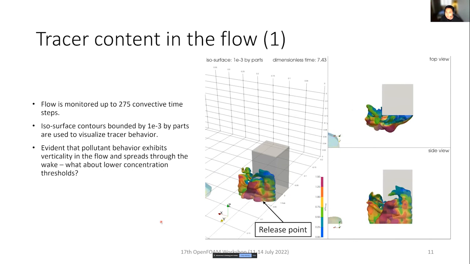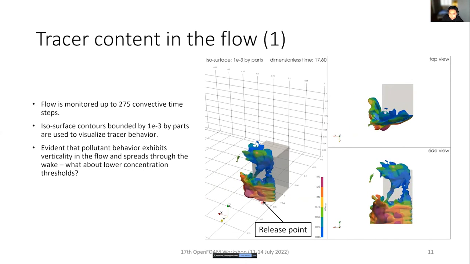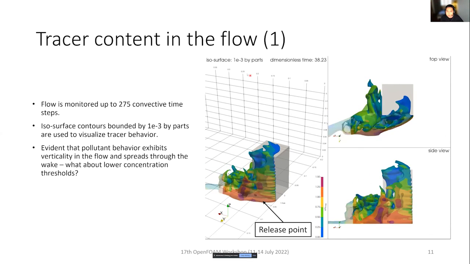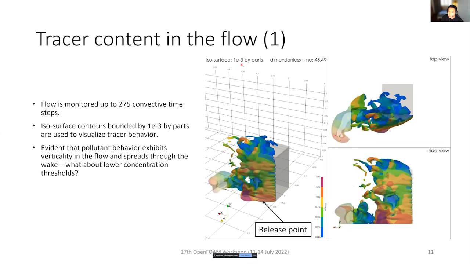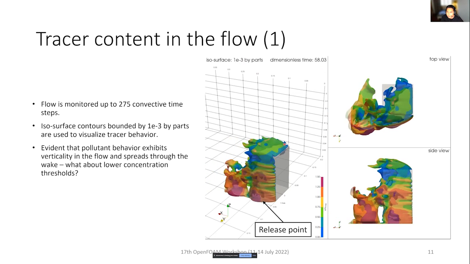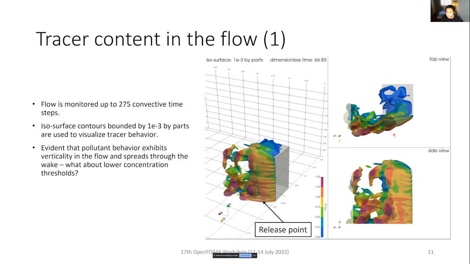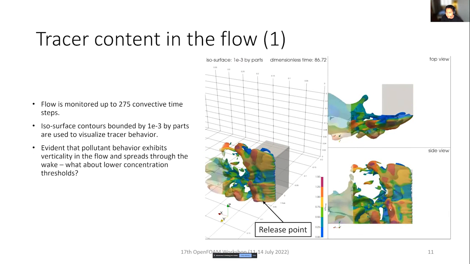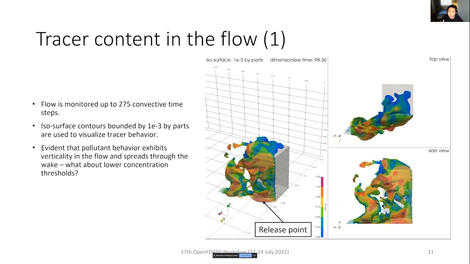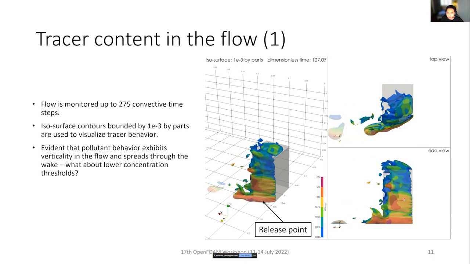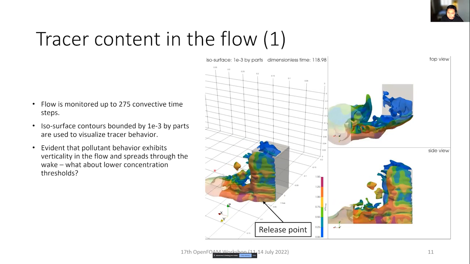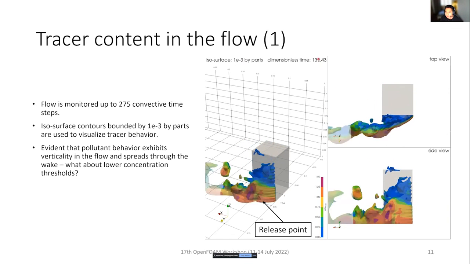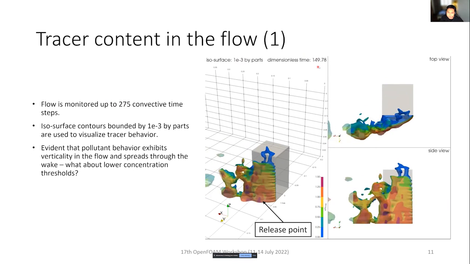There we go. Okay, so once again, the release point is here. The flow is going from right to left. And these are isosurface contours of 1 part per 1,000, so 1e-3 by parts. And we can see that as the flow develops, we see some kind of a vertical convection of the tracer gas, although the flow is dominated by the ambient wind. So now this is monitored up to 275 convective time steps.